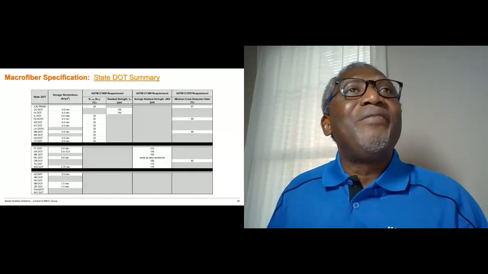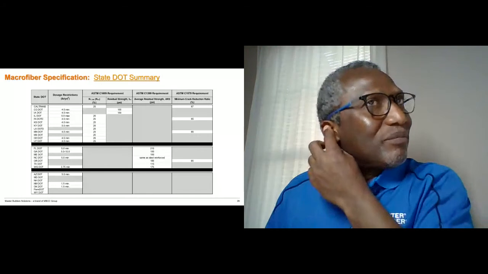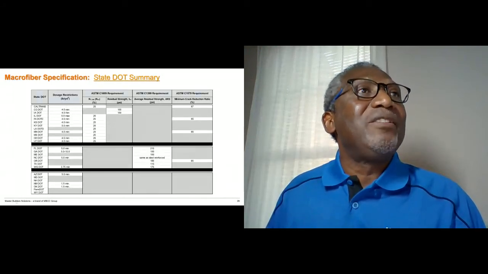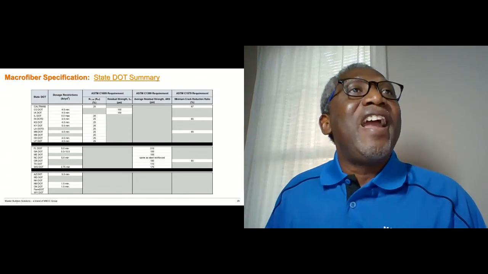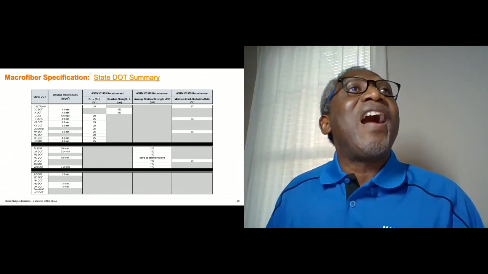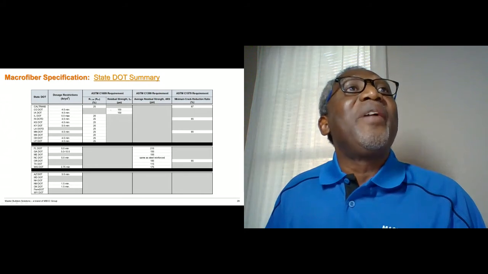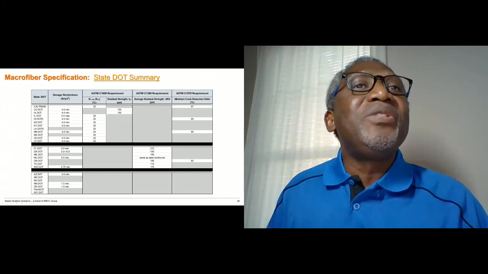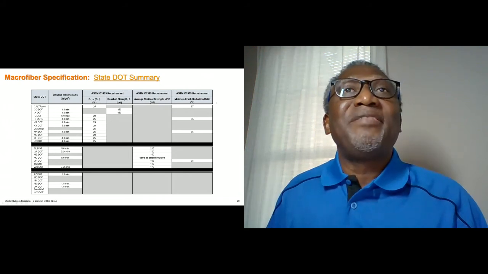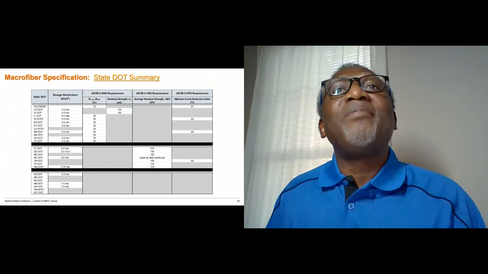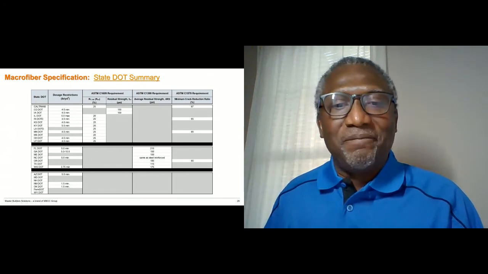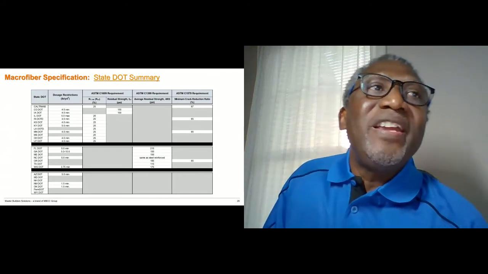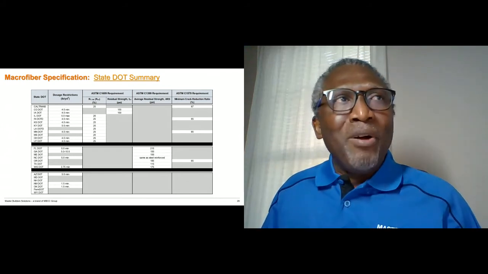Now, this is a summary of various DOT fiber specs out there. And you can see that most of the DOTs have dosage restrictions, and then they have performance requirements based on ASTM C1609, either RE3 or FE3, and then a few states that have C1399 specifications, and then some of them also have C1579 specifications. All right. So how do we then come up with these performance requirements?